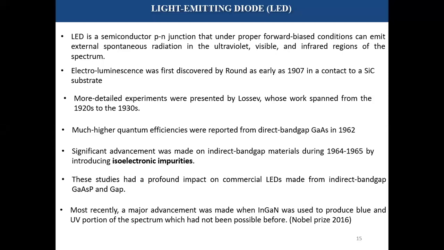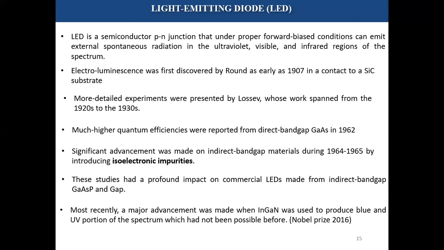Let's get into the detail of light emitting diodes. An LED is a semiconductor PN junction that, under proper forward bias conditions, can emit external spontaneous radiation in the ultraviolet, visible, and infrared region of the spectrum. Electroluminescence was first discovered by Round in 1907. So he used a silicon carbide substrate.